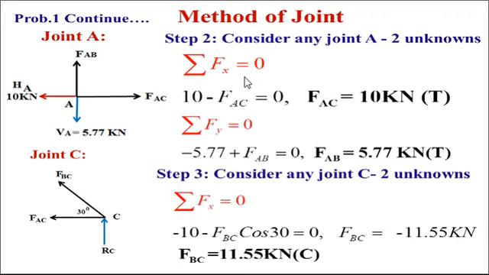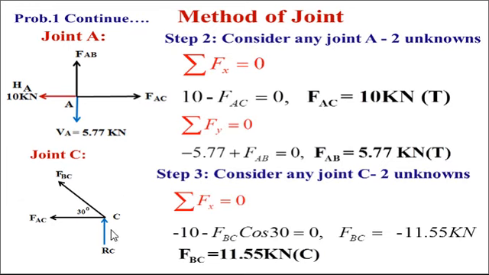Okay. So take ΣFx = 0. By taking ΣFx = 0, minus 10 plus FAC equal to 0. So here it is wrong. It must be minus 10 plus FAC, because 10 is towards left and FAC is towards right. So you correct this, it is minus 10 plus FAC equal to 0. So FAC is equal to 10 kN, positive means tensile. Take ΣFy = 0, minus 5.77 plus FAB equal to 0. So FAB is 5.77, positive, tensile.